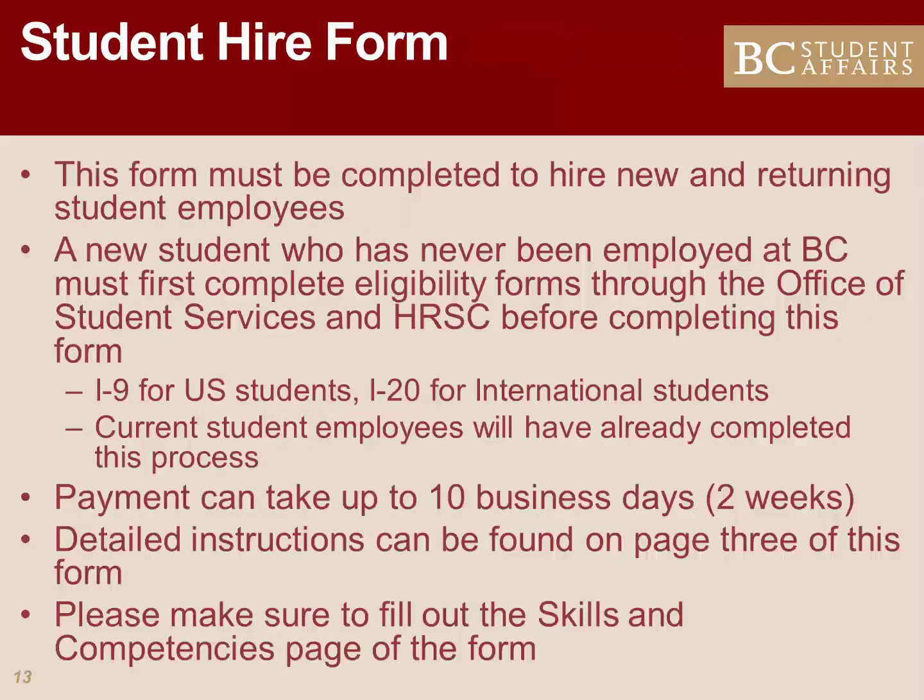The student hire form is used when a new or returning student employee is hired. This form can be found on the SABSC website. For students who have never been employed at BC before, they must first complete eligibility forms through the Office of Student Services and HRSC before completing this form. For students who have been employed before, they will have already completed this process.